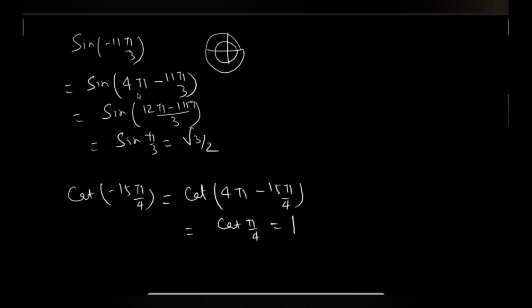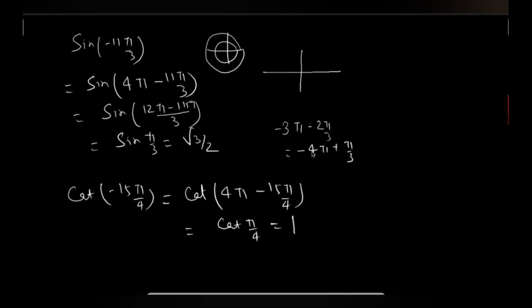So in all these problems, you see what I have done. Every time I have added a multiple of 2 pi. You could have also worked on these problems differently, for example sine of minus 11 pi by 3. It is minus 3 pi plus minus 2 pi by 3, right? Or I could have written minus of 4 pi plus pi by 3 as well, right?